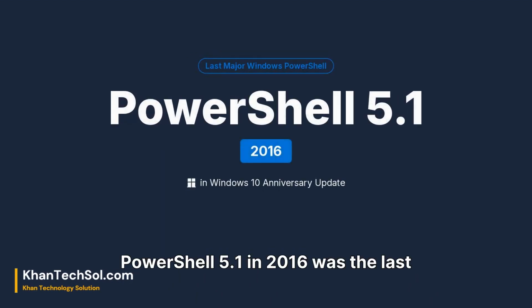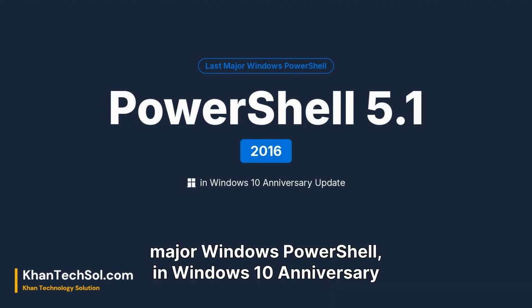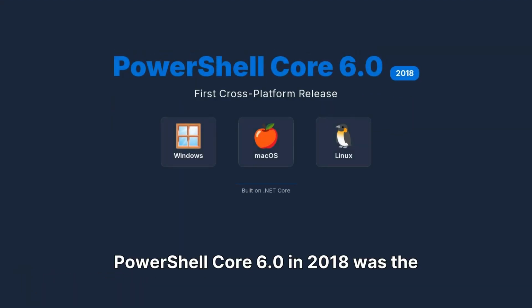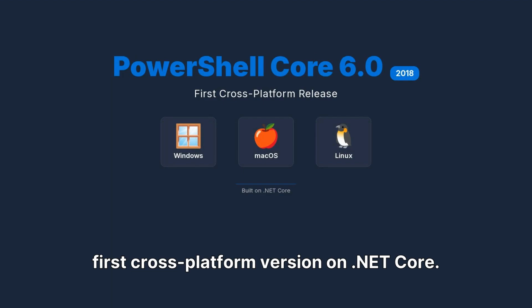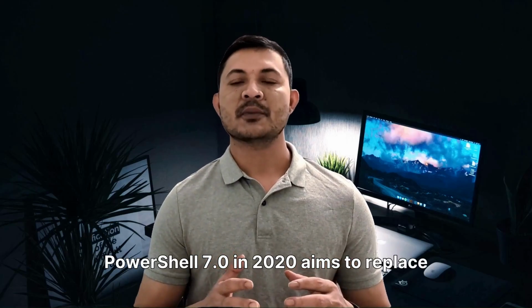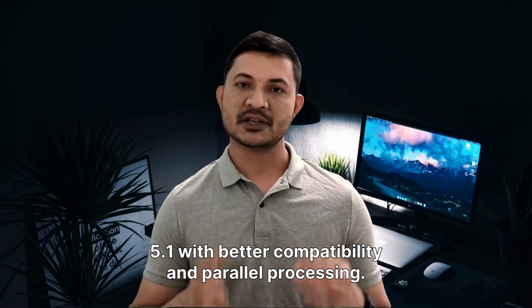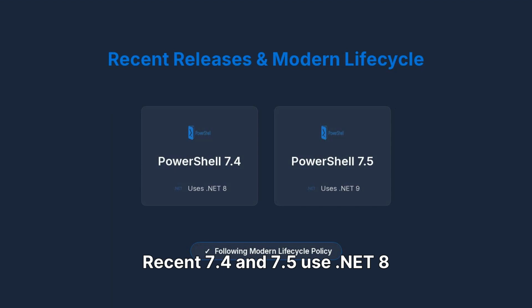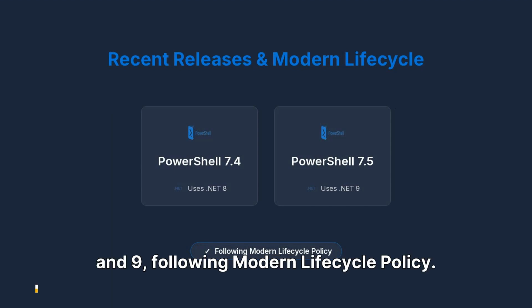PowerShell 5.1 in 2016 was the last major Windows PowerShell, in the Windows 10 Anniversary Update. PowerShell Core 6.0 in 2018 was the first cross-platform version on .NET Core. PowerShell 7.0 in 2020 aims to replace 5.1 with better compatibility and parallel processing. Recent 7.4 and 7.5 use .NET 8 and 9, following the modern lifecycle policy.